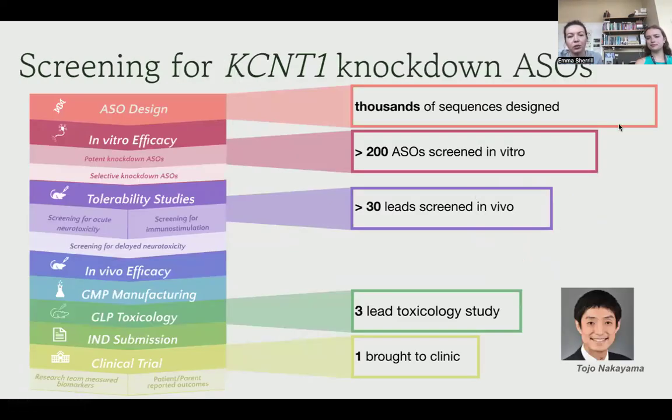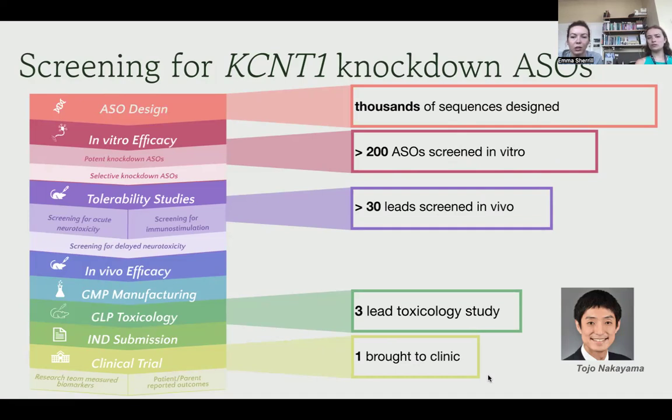So here's an overview of our KCNT1 knockdown ASO project. As I think you know, we have an ASO called valeriocin that is currently in clinic that we've used to treat 2 patients with KCNT1 epilepsy. This is the process that we followed to get that ASO to the clinic. We designed thousands of sequences, screened over 200 of them in patient cell lines, and over 30 of them in rodent studies, 3 of them in a rat toxicology study, to ultimately get 1 lead.